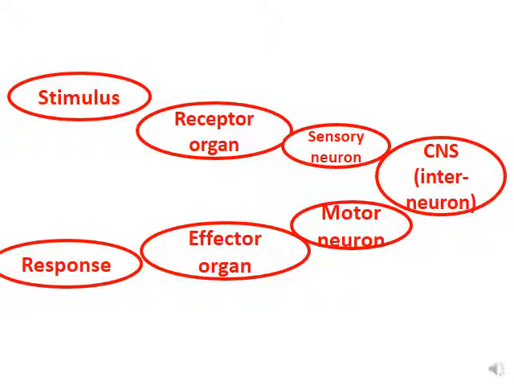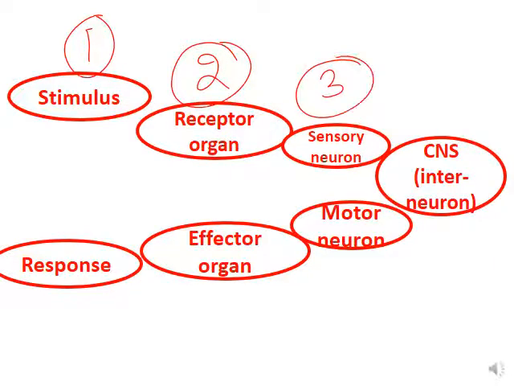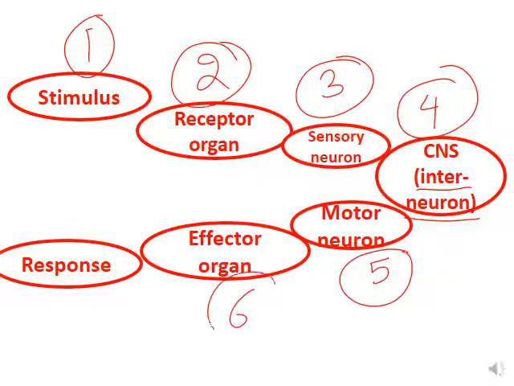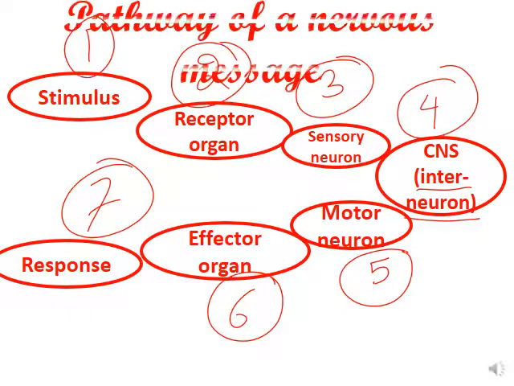Okay, so stimulus, number one, this is the pathway. Number two, we have the receptor organ. Three, the sensory neuron. Number four, the central nervous system, and inside the central nervous system we have special neurons. They are called interneurons. We're going to talk about them later. Number five, the motor neuron. Number six, the effector organ, and number seven, which is the last step, we have the response. This is the pathway of the nervous message.